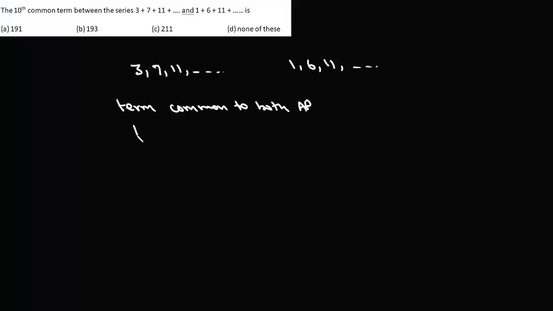Now here the question is the 10th common term between the series. So we are given 2 APs, 3, 7, 11 and 1, 6, 11. Now we know that terms common to both the series will also be an AP with common difference equal to the LCM of the common differences of the two series. Here the common difference is 4 and here the common difference is 5. So the common difference of this resulting AP will be the LCM of 4 and 5, and that will be simply 20.